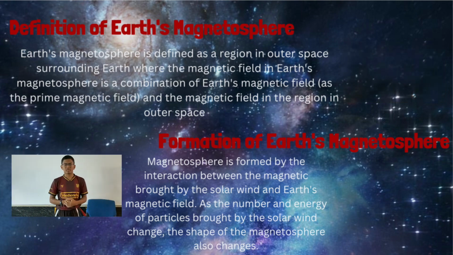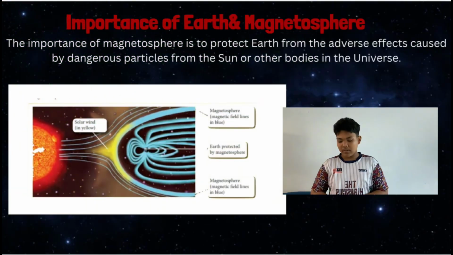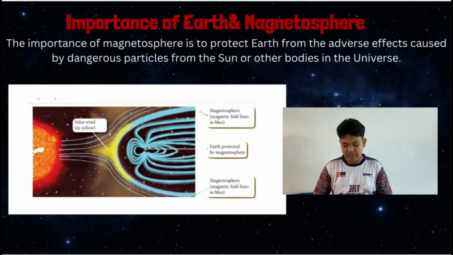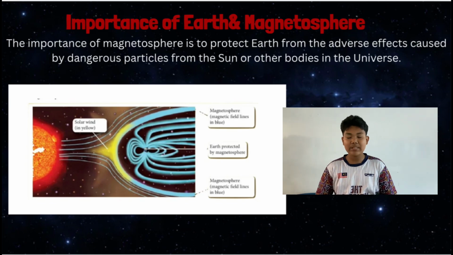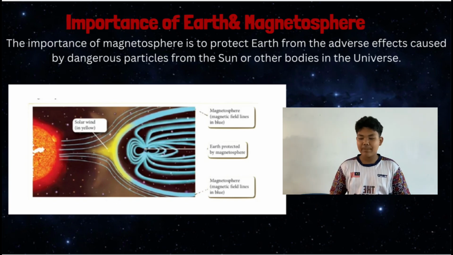Then we study the formation of Earth's magnetosphere. Magnetosphere is formed by the interaction between the magnetic field brought by the solar wind and Earth's magnetic field. As the number and energy of particles brought by the solar wind change, the shape of the magnetosphere also changes. Now, we're going to talk about the importance of Earth's magnetosphere. The importance of the magnetosphere is to protect Earth from the adverse effects caused by dangerous particles from the sun or other bodies in the universe. If you don't understand, you can check the picture.